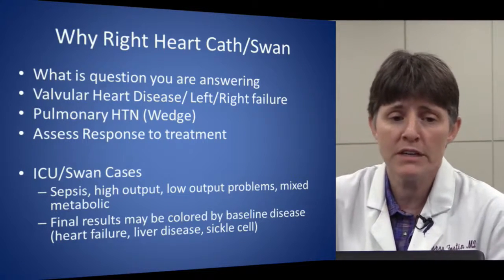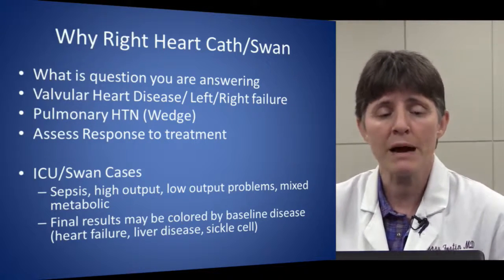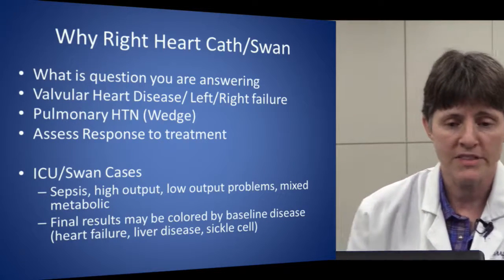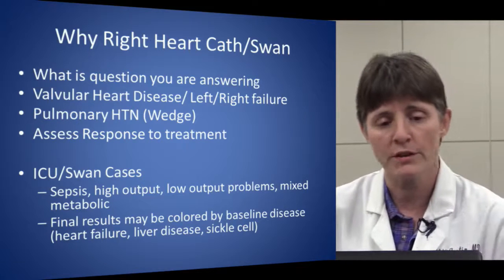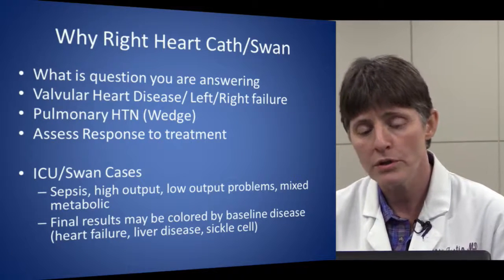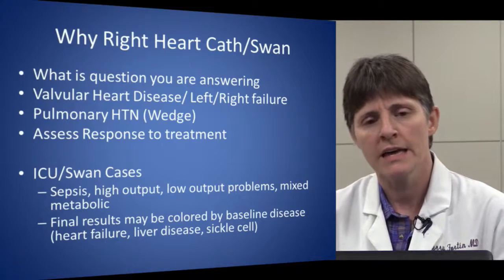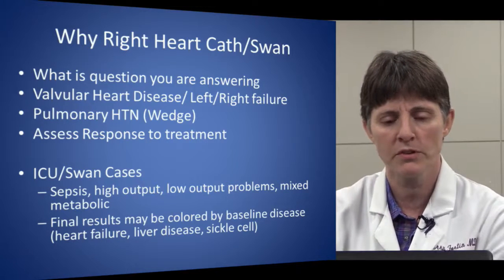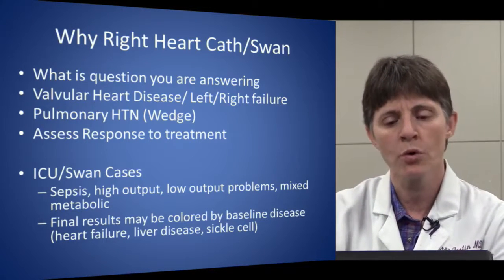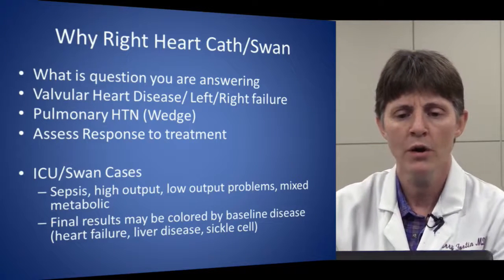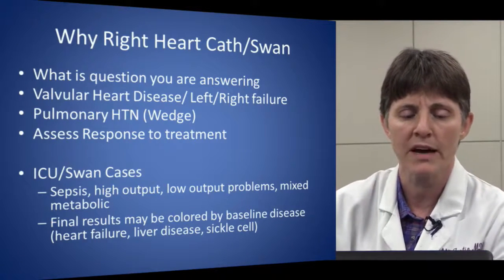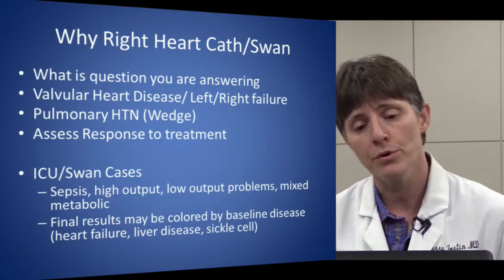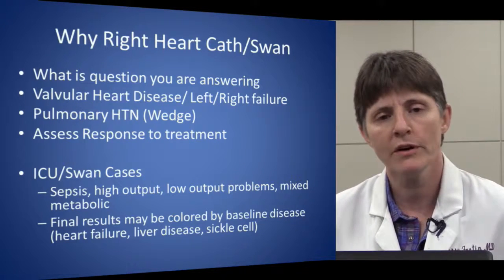There may be valvular heart disease. We just may want to know what the back pressure from the left heart is. Or we may want to assess response to treatments. Typical things that we'll be looking for in the ICU often are sepsis, high output, low output, and mixed metabolic things. The important thing to remember is that many of our patients that end up in our ICUs, especially here at Duke, are not straightforward. They're not normal at baseline, and so whatever is going on now also is being colored by whatever their baseline disease is. So there may be two opposing conditions, i.e. heart failure with low output and now sepsis with high output, and you have to be able to sort that out.